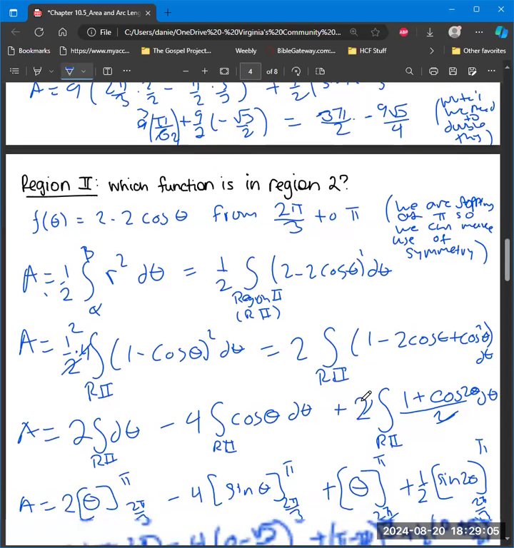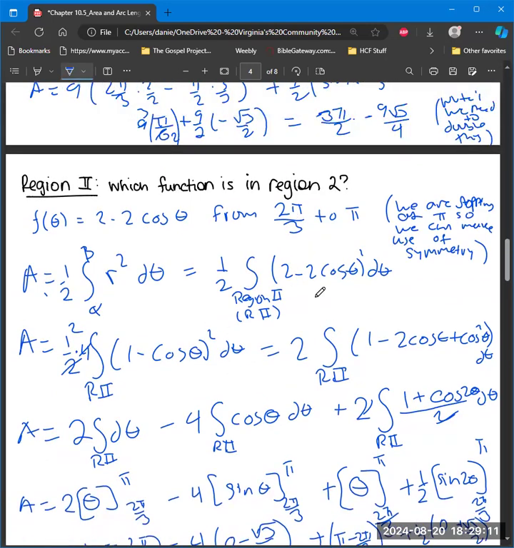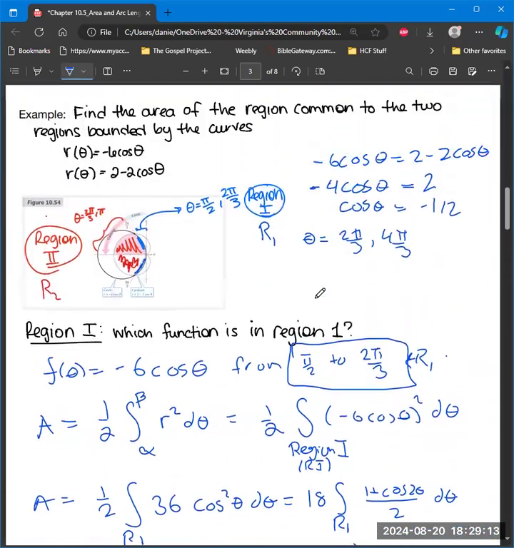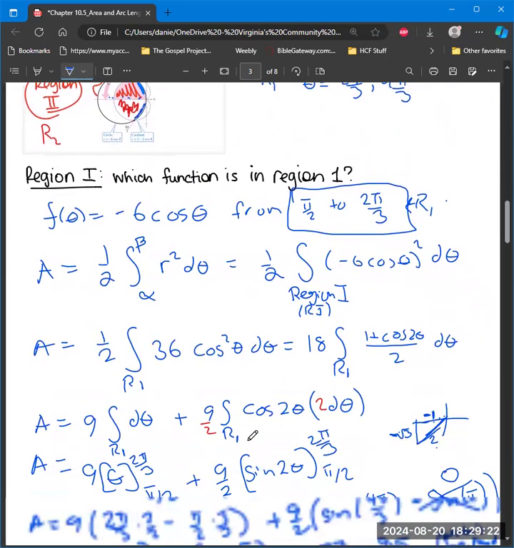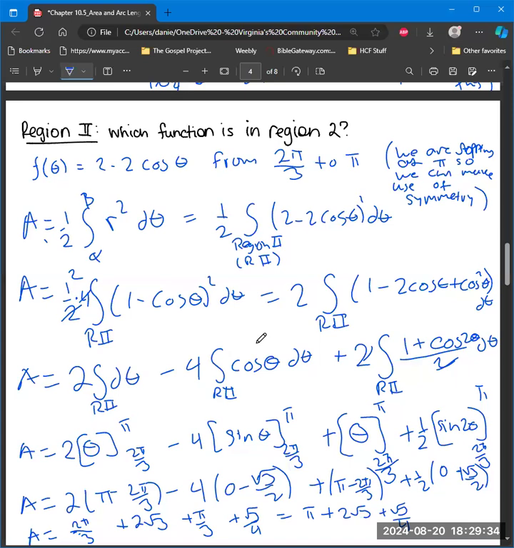That'll be good. Now let's look at region 2, where our function 2 minus 2 cosine theta defines the region from 2 pi over 3 to pi. So from this radial line 2 pi over 3 to that radial line of pi, the cardioid defines the region there. And again, we're only going to pi because we're going to make use of the symmetry that we have and double our final answer here.